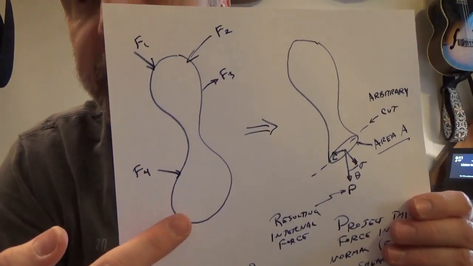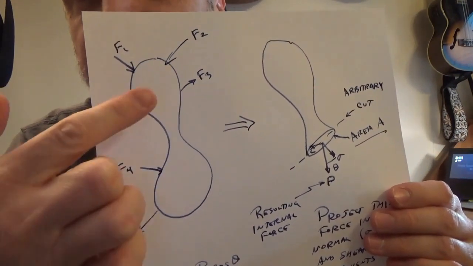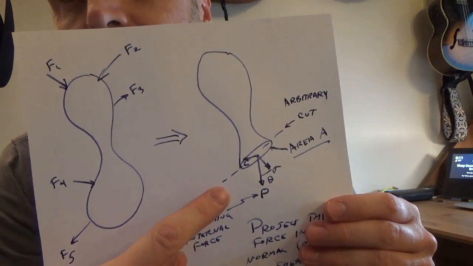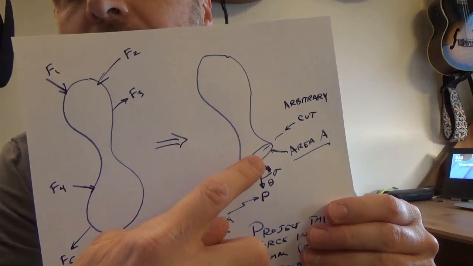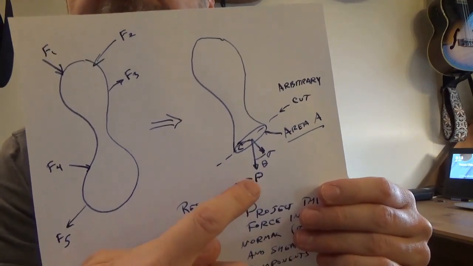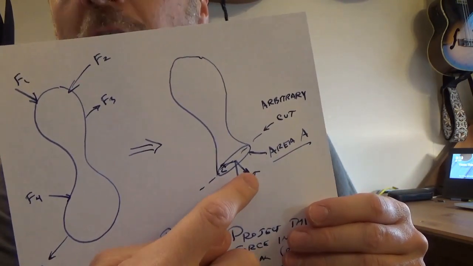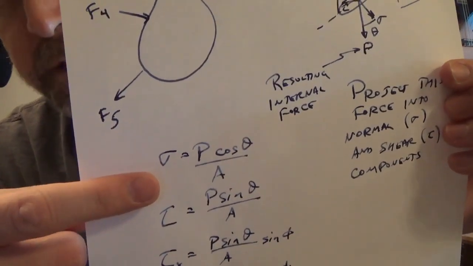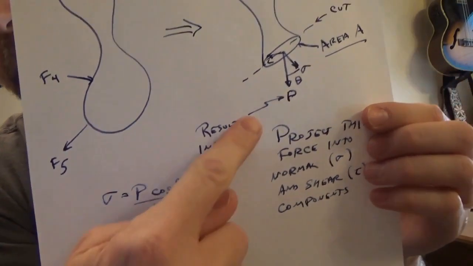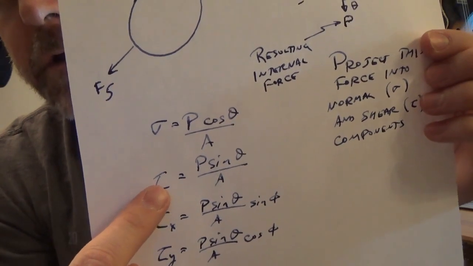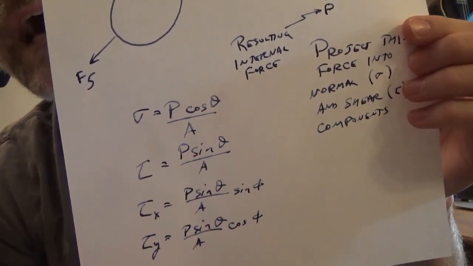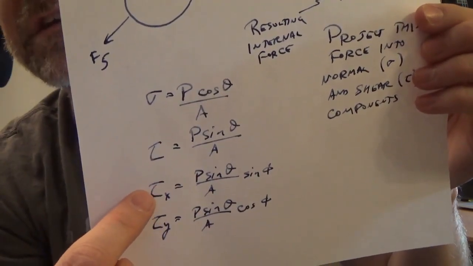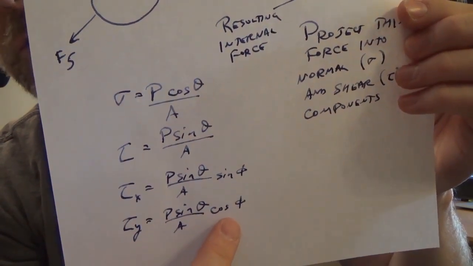If you have some arbitrary shaped body with surface forces, those surface forces lead to internal forces in the material. If at any point we cut across this material, we can then characterize the force that's resultant on that surface. And I'm calling that P. Well, this force I can then project into the normal direction and into the tangential direction, which will allow us to define a normal stress, in which we have the force divided by the area times the cosine of the angle, and the shear stress, which is the force divided by the area times sine of the angle. The shear can then be broken into an x and y component if we define an x and a y component there, in which we then project the shear with the sine phi and the cosine phi.